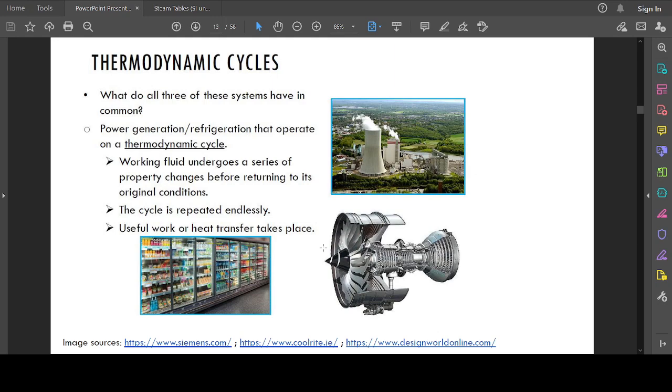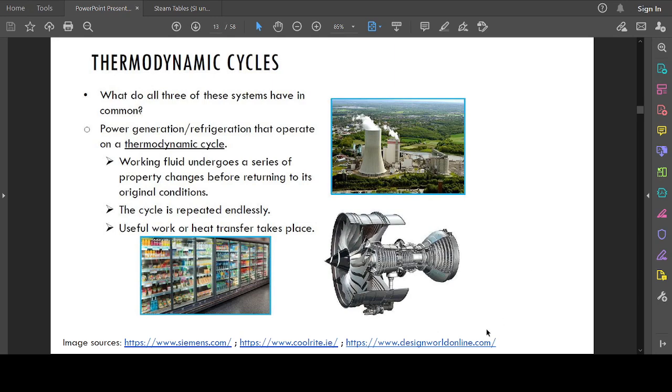So the thermodynamic cycles: here we have three systems, one, two, three. What do they all have in common? What they have in common is that they all operate on a thermodynamic cycle. So power generation and refrigeration all operate on thermodynamic cycles. Here, the working fluid undergoes a series of property changes before returning to its original condition. The cycle is repeated endlessly. Useful work or heat transfer takes place.